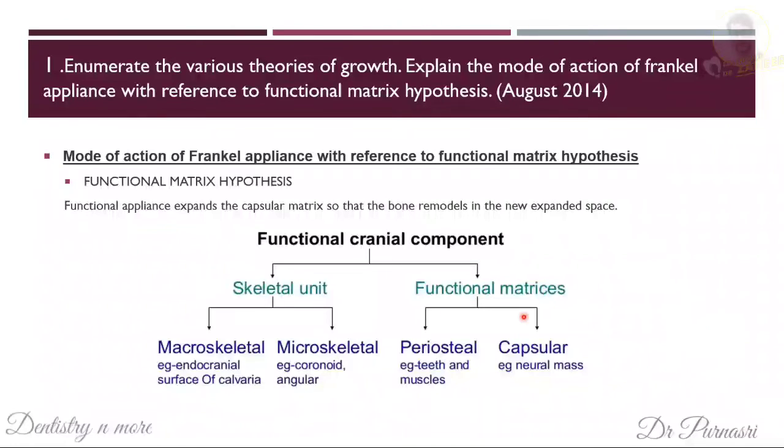The functional matrices are again divided into periosteal matrices and the capsular matrices. So the periosteal matrices will act directly on the skeletal units. Example, the teeth and the muscles. The capsular matrices act indirectly and passively on the skeletal units so as to produce a secondary translation. So the example will be the neural mass, that's the brain and the tongue and the respiratory spaces, oral cavity space, etc.